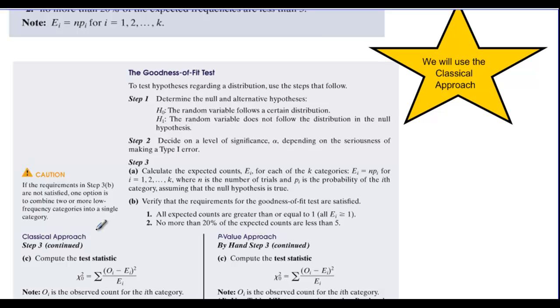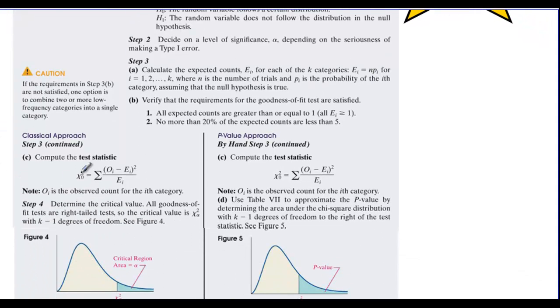So to do that, we have to make sure that all expected counts are greater than or equal to 1. So whenever we do n times p, it has to be greater than or equal to 1. And no more than 20% of the expected counts are less than 5. So this is 20% of k. So no more than 20% of the expected counts are less than 5. And again, we're going to go through and use the classical approach. So we're going to be computing chi-squared. So this will be our test statistic, our chi-naught squared.